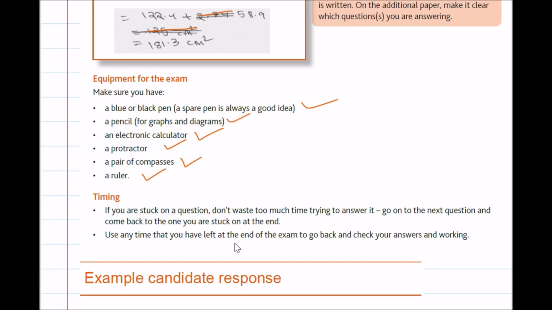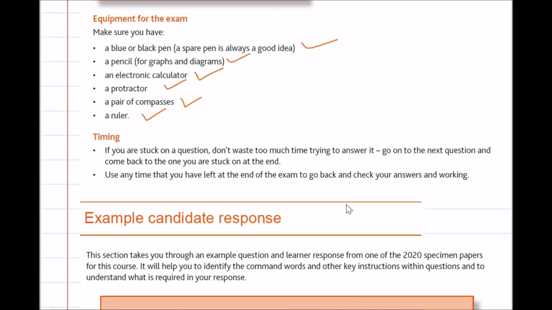Use any time that you have left at the end of the exam to go back and check your answers and working. See, this is very important. You should save some time at the end for checking all the answers and going through your work, so that if you have done any calculation mistake or any mistake anywhere, you can correct them. So revision is very important at the end of the exam before submission of the paper.